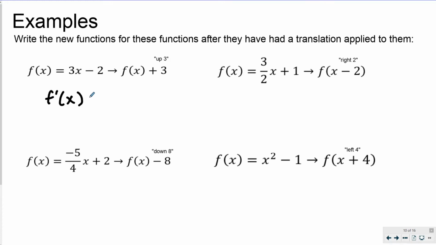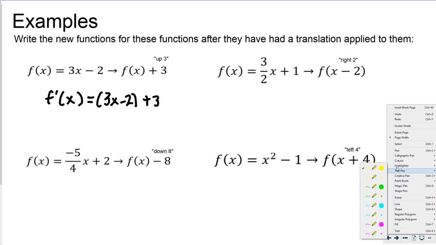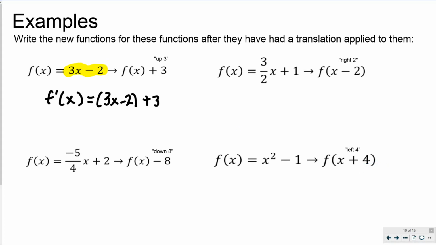So translated function f equals, you're going to take the original 3x minus 2, and I'm going to tack on an additional 3. So let me get my highlighter out to show you exactly where that came from. This is going here. So now I just have to combine any like terms. So f prime of x equals 3x, and then negative 2 plus 3 is positive 1. So that would be how to translate. That's what a function might look like after you translate it up 3.